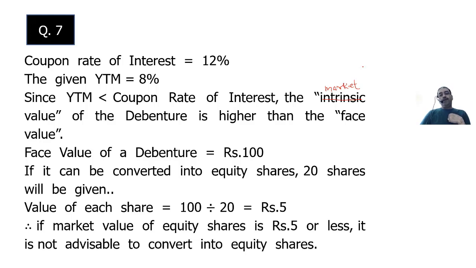Correct now? So coupon rate of interest 12%. YTM is given to me as 8%. YTM is less than coupon rate, so intrinsic value is higher than face value. Face value of a debenture is 100 rupees. If it can be converted into equity shares, 20 equity shares will be given. Value of each equity share is 5 rupees. Okay? Right? Now, let us see the next step. That means if it is 5 or less than 5, I am not going to convert into equity shares. No point. What will happen if I convert into equity shares? When the market price is 6 rupees, then I get the benefit. Let us see.